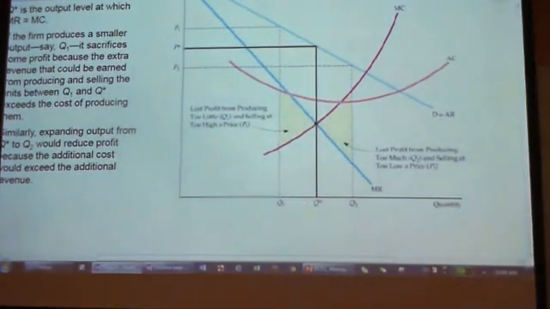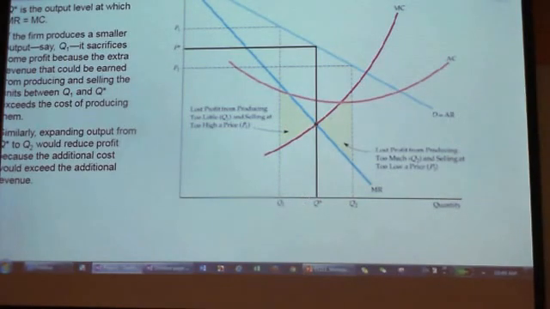Okay, I produce and sell at Q star. How much should I charge you for this diamond? I go to the demand curve. I will charge you this price according to the demand curve. Is this price P star? So I got my price and output already. I answered my question already.